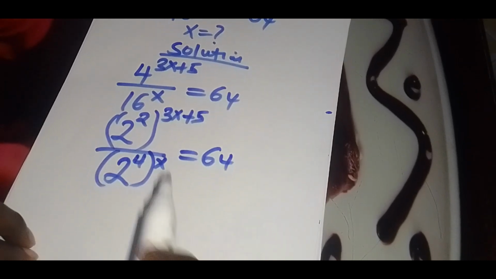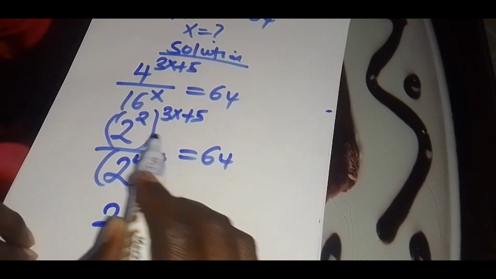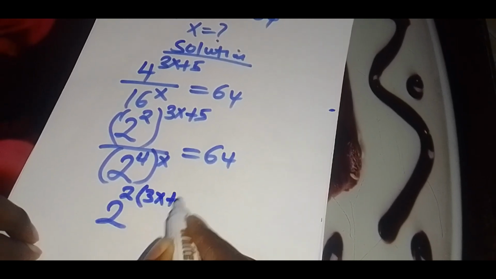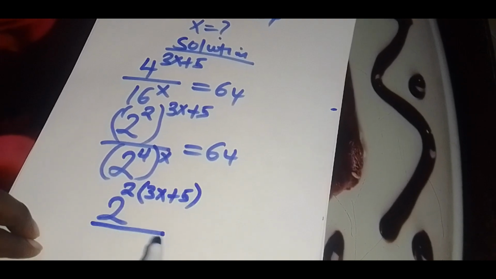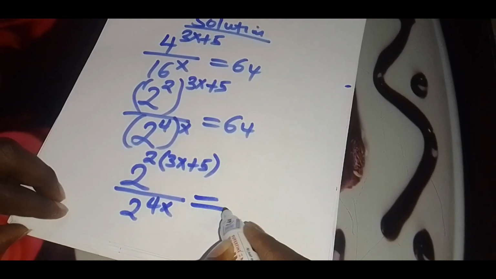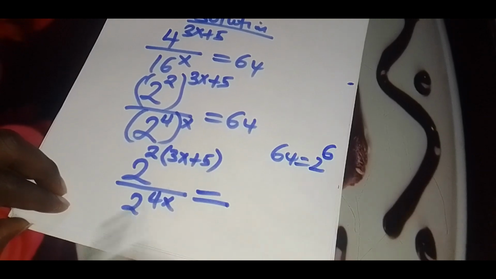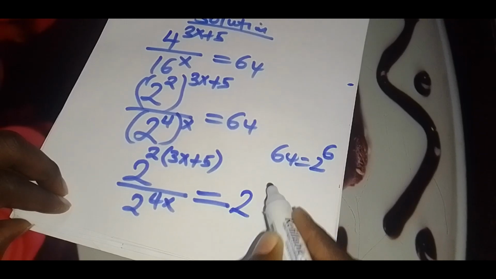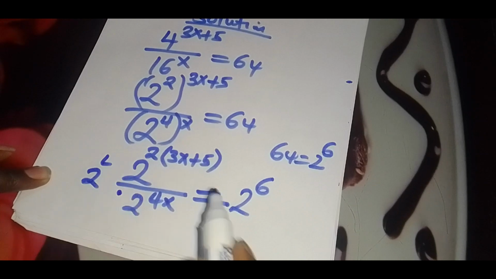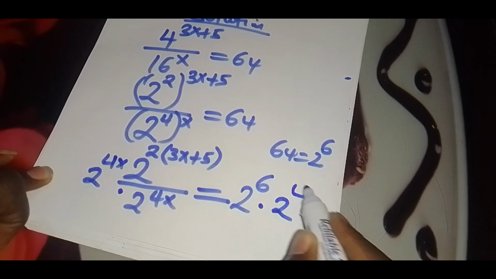Okay, so that now we are going to have 2 raised to power 2 multiplied by 3x plus 5 divided by 2 raised to power 4x. This is equal to 64, which can be expressed as 2 raised to power 6. Multiply this side by 2 raised to power 4x, and also this side multiplying by 2 raised to power 4x.